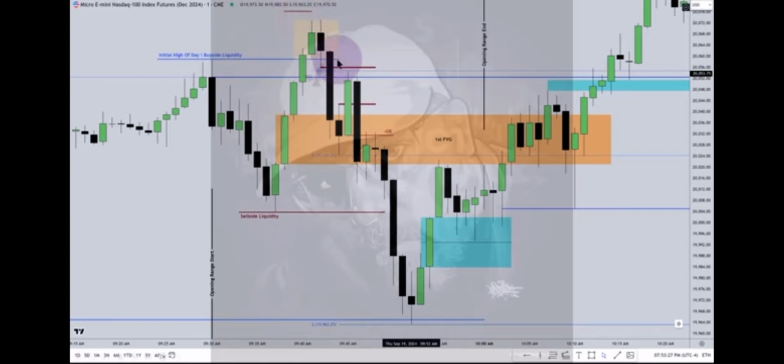Watch the recording because you can see me actually call this before it happens in the live stream. So I outlined this very thing happening, taking out the short-term high.